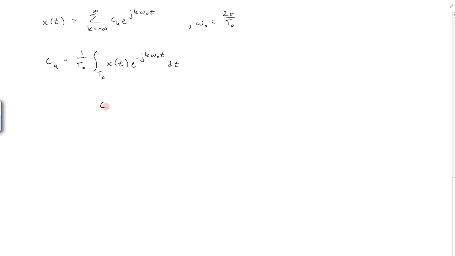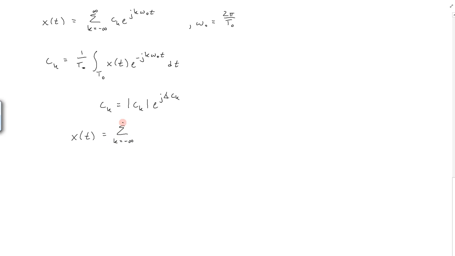As I mentioned, c sub k is a complex quantity. That is, it has an amplitude and it has a phase. It can be represented in this kind of notation since it's a complex number. So it has this amplitude and it has a phase. And to better understand what these various components are, the amplitude and phase, we can rewrite x of t in a slightly different form.